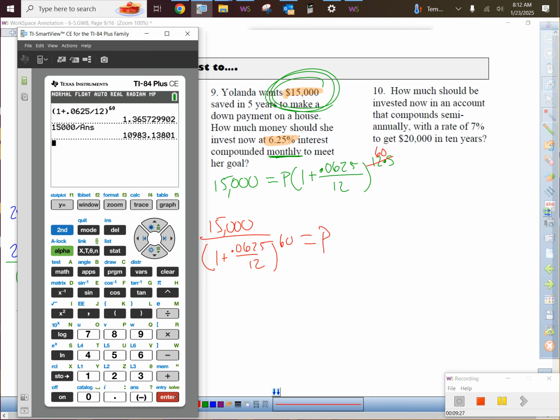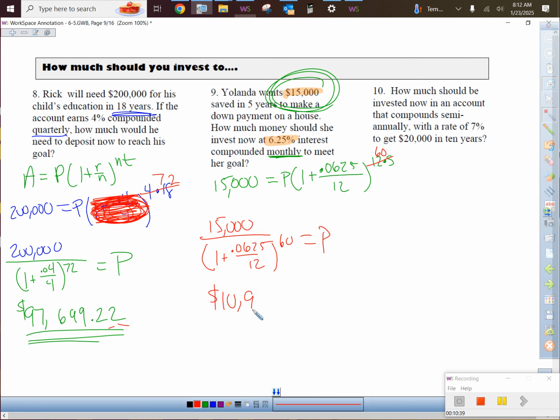So no matter what the weird decimal is at the end, we've always got to make it go up a penny. So if it looks like 13 cents, it's got to be 14 cents. Even though the math rules are going to make it be 14 cents anyway, it's always, always, always got to go up, right? So 10,983.14 is what they got to invest.